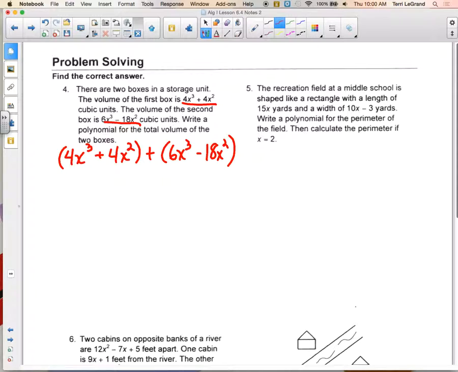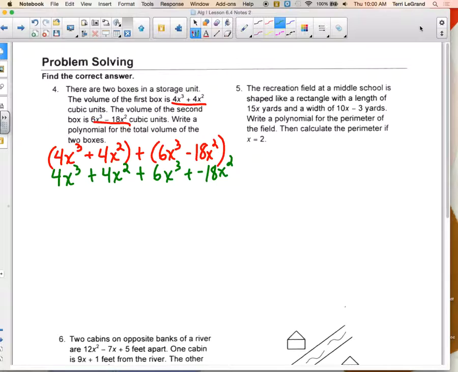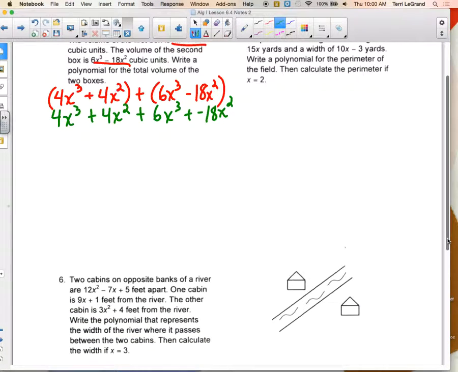Because it's addition, we can just ditch the parentheses and change any subtraction to add the opposite along the way. And when it's addition already, we don't need to worry about those parentheses. It's like they're really immaterial. Even though I said to write them there, we need to stay in that habit. Okay, go ahead and finish that one up. Find the total volume of those 2 boxes.